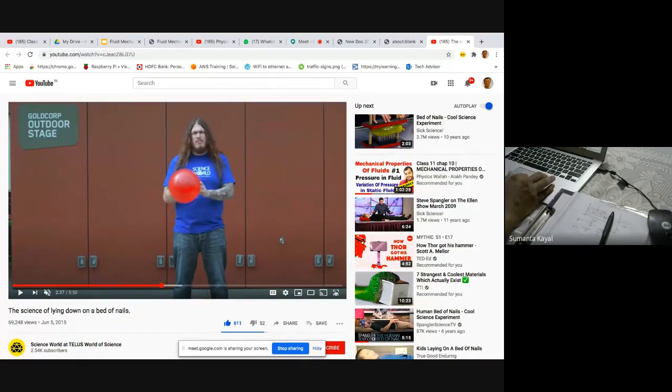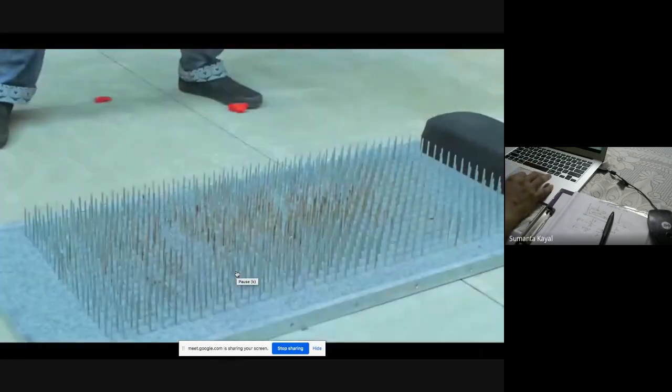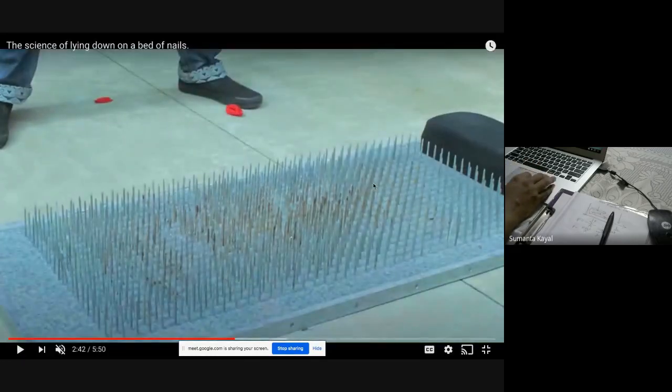Now you see, this is an amazing video, and this is from a scientific video. It is not a magic or anything. So what we are going to demonstrate is a nail bed. I'll pause the video here. You see this bed is made of nails, and these nails are perpendicular, meaning the nails will get the entire pressure of whatever is put on the surface.